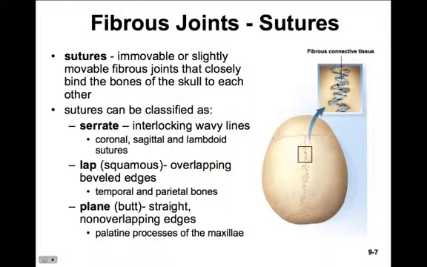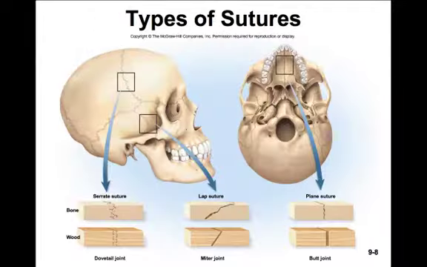You can see this collagenous fibrous connective tissue goes from one side of the joint to the other. These joints are very slightly movable or immovable, and they closely bind the bones of the skull to each other. There are three different types of sutures. There's serrate, lap, and plane. We can see all three here, and they're parallel to different wood joints.